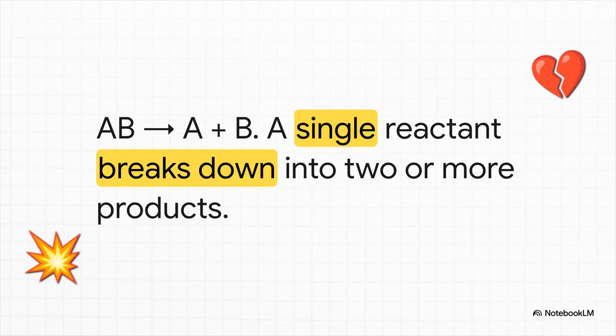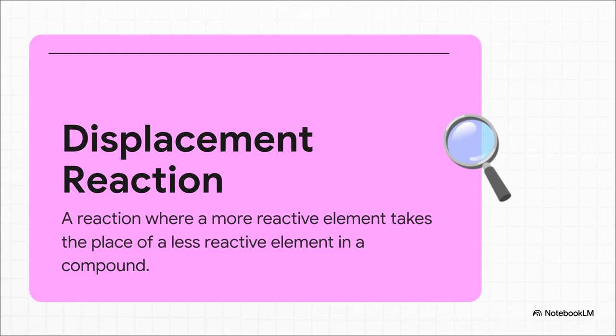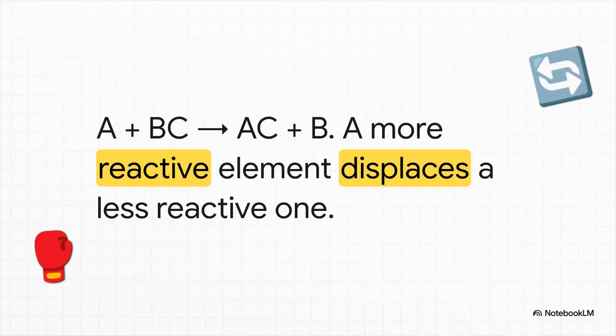One thing becomes many. Third, we've got displacement. This one's kind of like a dance-off. A more reactive element comes along and literally bumps a less reactive one out of its spot in a compound. It's all about who's got the better moves, chemically speaking. You can see it here. A swoops in, kicks B out, and partners up with C, leaving B all by itself.